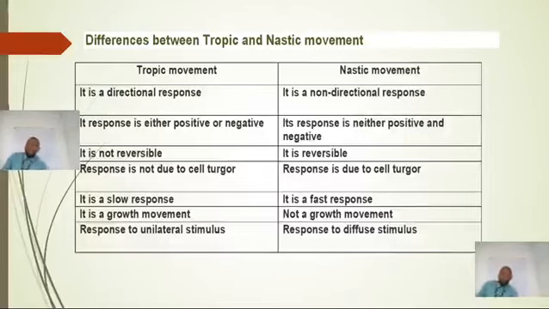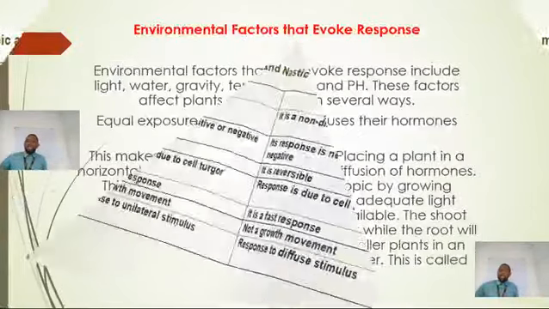Okay, another one is response to a unilateral stimulus versus response to a diffuse stimulus. Unilateral, that is one. When there is a stimulus, it can respond to that stimulus, but this one can respond to a diffuse stimulus. When you touch it, the whole part of that side will respond to it. So that is that about the differences between tropic and nastic movement.